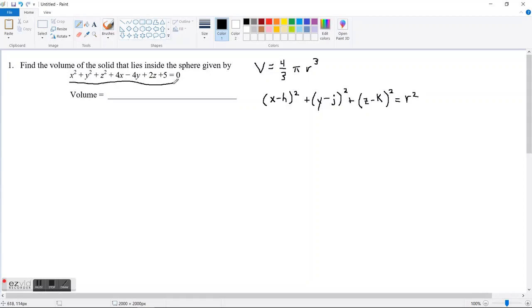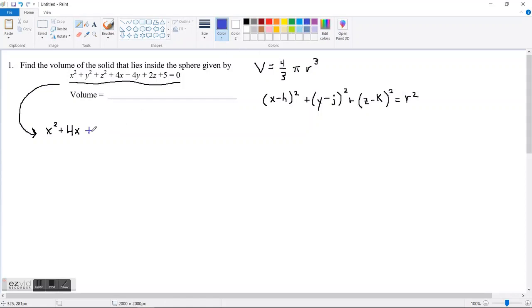So if we put this equation for our sphere into standard form, we will be able to identify the radius very easily. What we're going to do first is group together all the terms that have x in them: x squared plus 4x.